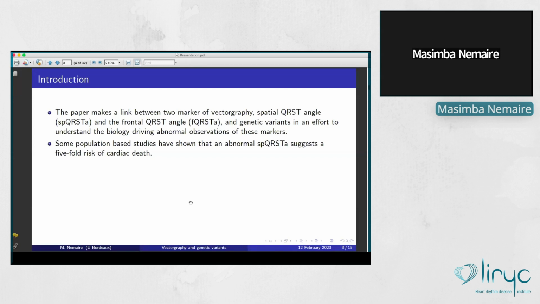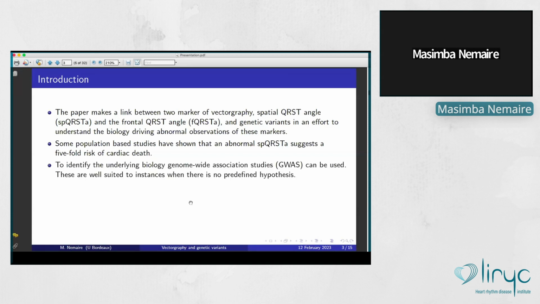Going back to this, they wanted to understand the underlying biology, and they did this with what they call a genome-wide association study. The idea behind genome-wide association studies is that they can be used, especially where there's no predefined hypothesis of what is going on. You do this analysis, and you get back some information which will probably point you in the direction of what is going on.